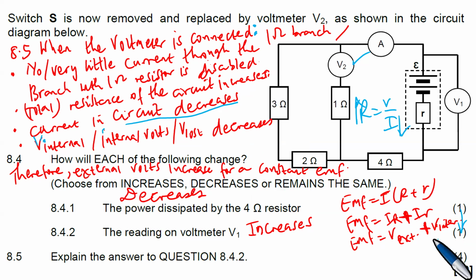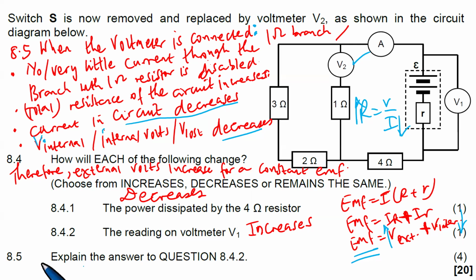Therefore, the external volts must increase, because the EMF must be constant. The current in the circuit decreases, but now the V internal decreases. When the V internal decreases, it means that the external volts have to increase for a constant EMF. Okay, this gives us the justification for this part.